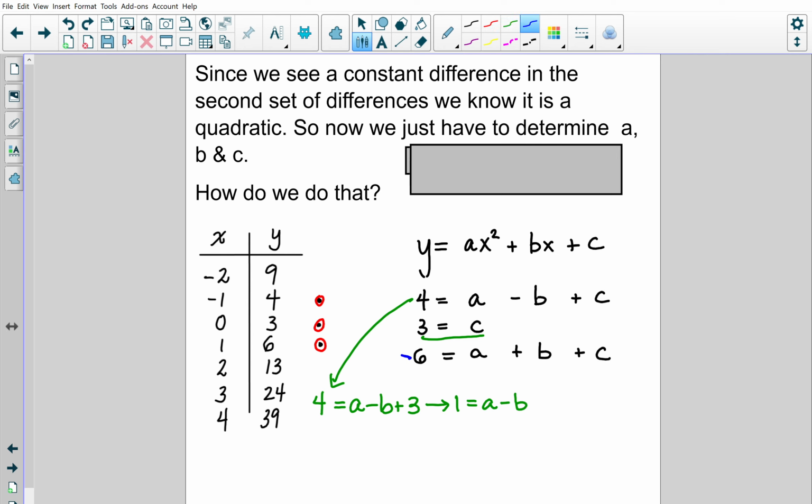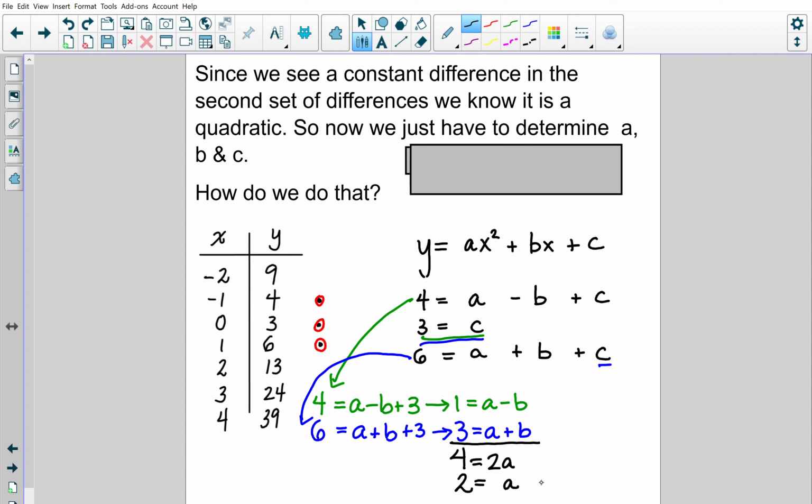I'm going to do the same thing down here. 6 equals a plus b plus 3. I put in that 3 value for c, and then I subtract 3 from both sides. I get 3 equals a plus b. Now I have a wonderful set that I can just do elimination on, and I get 4 equals 2a. a is equal to 2. I had c is 3.